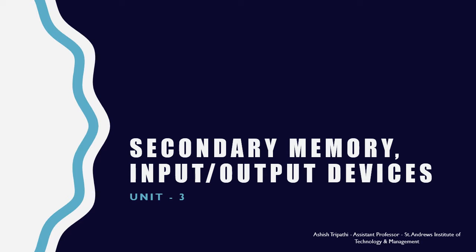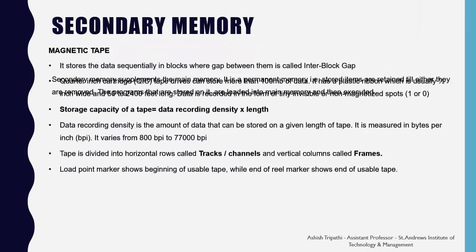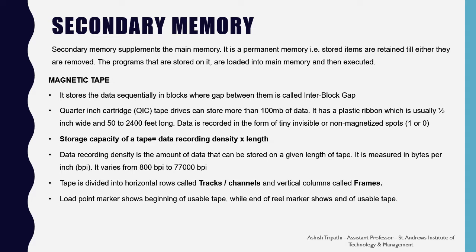This video is of Unit 3. In this video we will learn about the secondary memory and input-output devices. Secondary memory supplements the main memory. It is a permanent memory, that is, the elements stored in it are retained until they are removed. The programs that are stored on it are loaded into the main memory and are then executed.